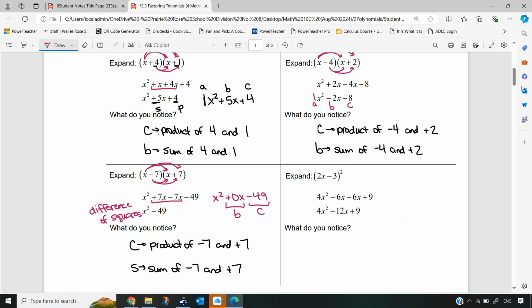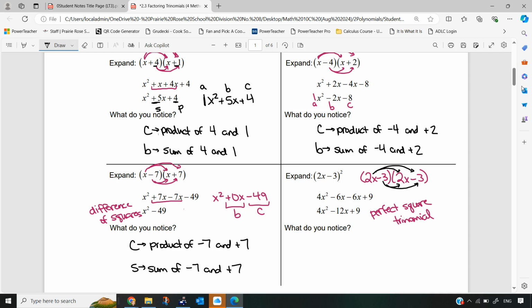Taking a look at our final example, we have 2x minus 3 squared, which is 2x minus 3 times 2x minus 3. In this case, our factors are identical, and so when we multiply them out, we're going to get another special type of trinomial referred to as a perfect square trinomial. Multiply out this polynomial, we're going to have 2x times 2x is 4x squared, minus 12x, and then plus 9.